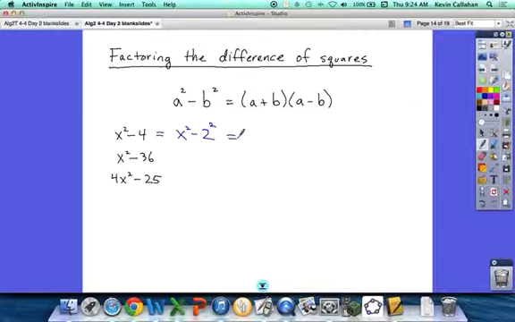The way you factor it is, a squared minus b squared is a plus b times a minus b. In our problem, what represents the a? A is x. And what represents the b? The 2, not the minus. The minus is part of the formula. So in place of the a, put an x. In place of the b, put a 2.